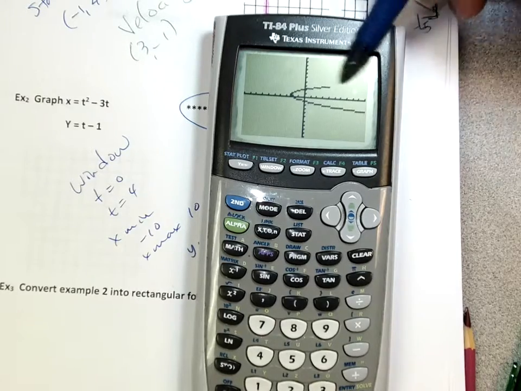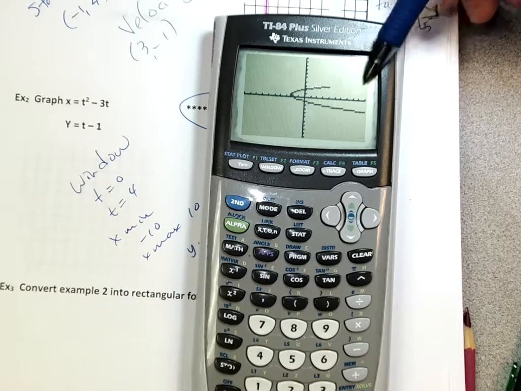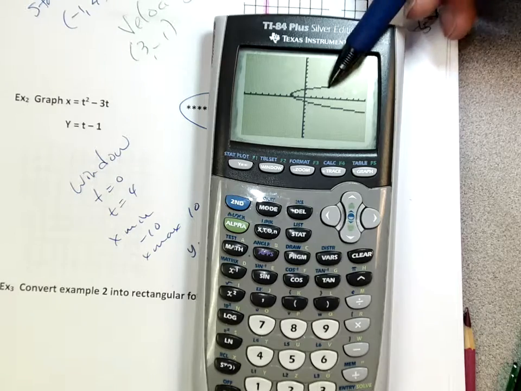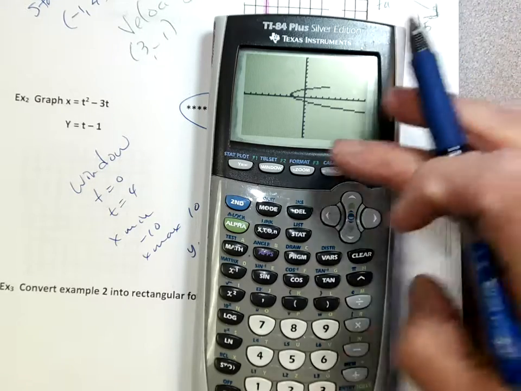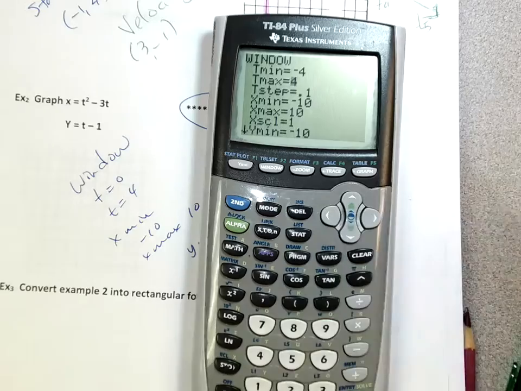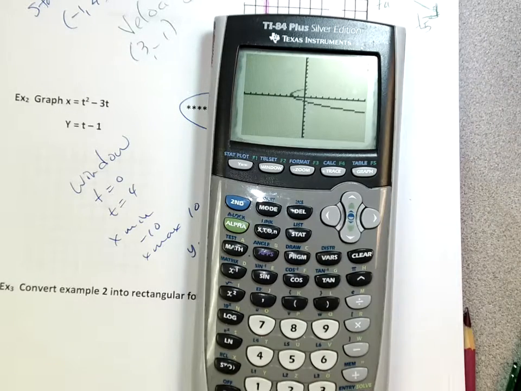Now, I might want to go a few more seconds to see the rest of this, right? So let me add more time. So I go back to my window, maybe add, I don't know, instead of 4 seconds, I'll go 6 seconds, right? And let's graph it. Hey, it looks like a sideways parabola.